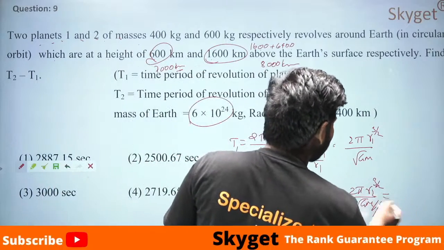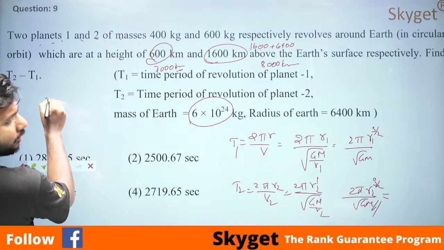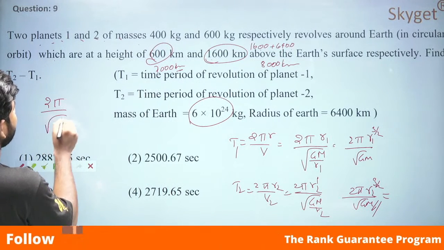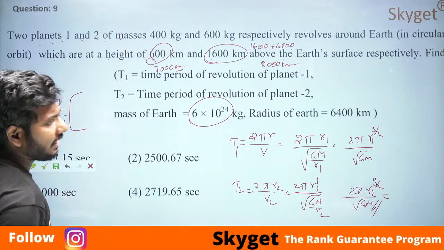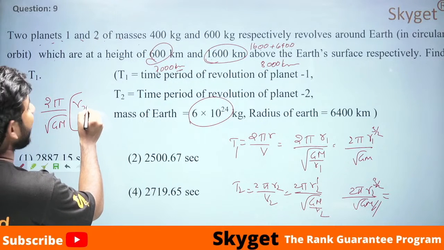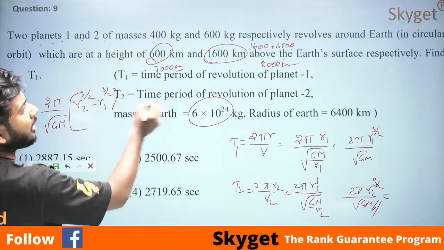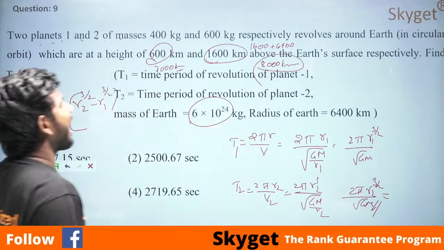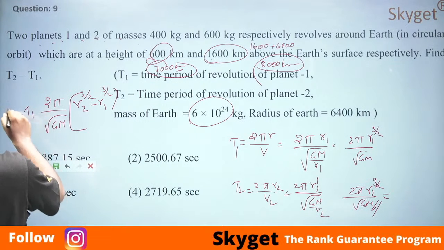So what we can do here, T2 minus T1 will be 2π root over GM, which is common on both sides. T2 minus T1 if you write, so what will be the answer? Root over r2 power 3 by 2 minus r1 power 3 by 2. r2 is 8000 into 10 power 3, r1 is 7000 into 10 power 3. Just this is the final answer, students.